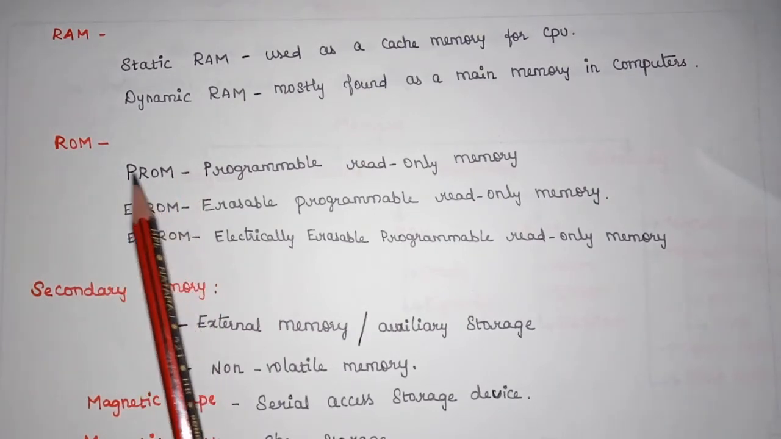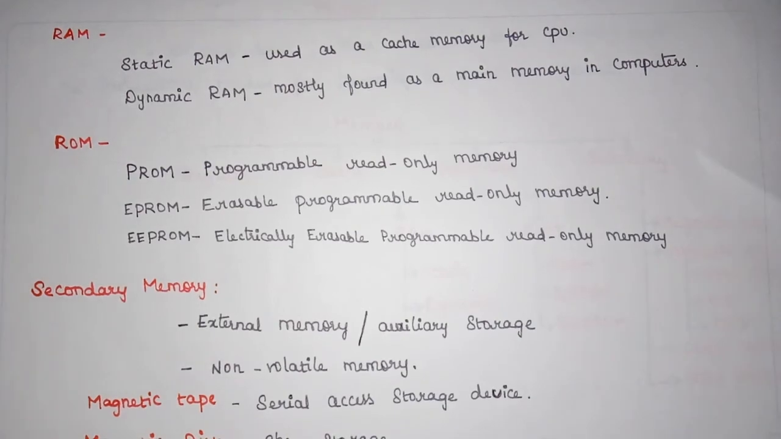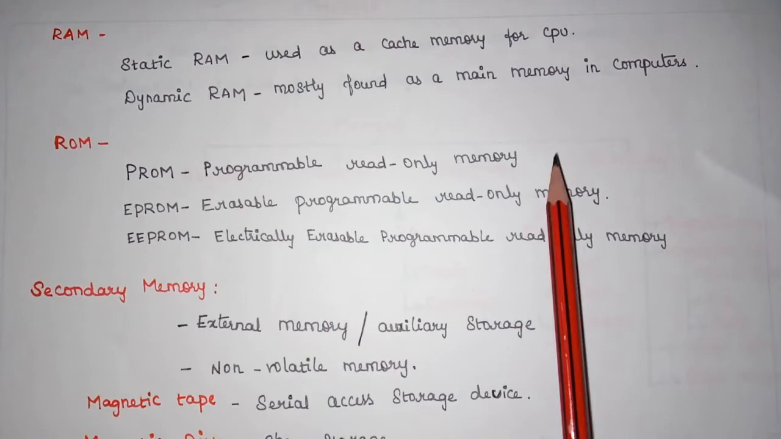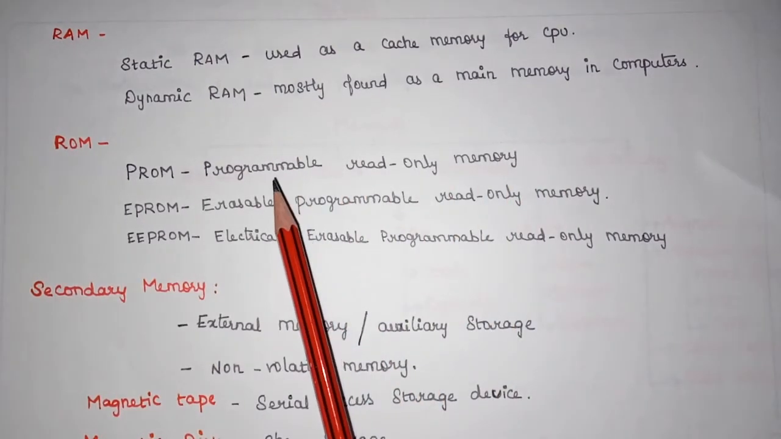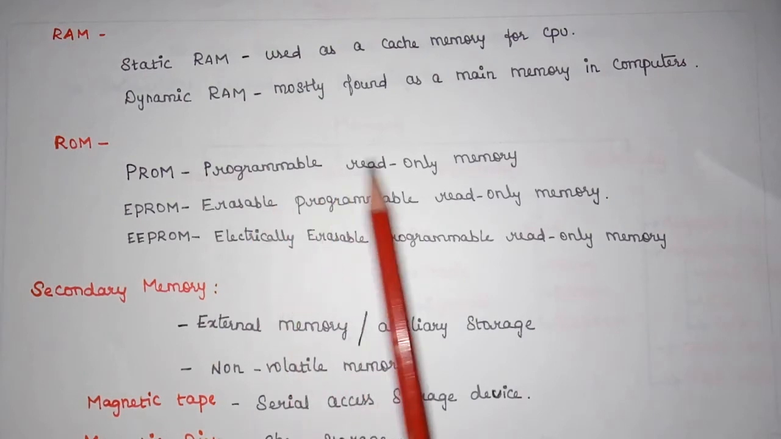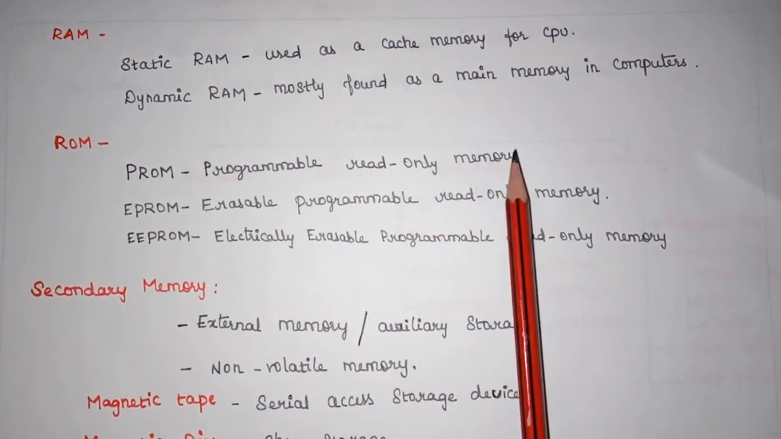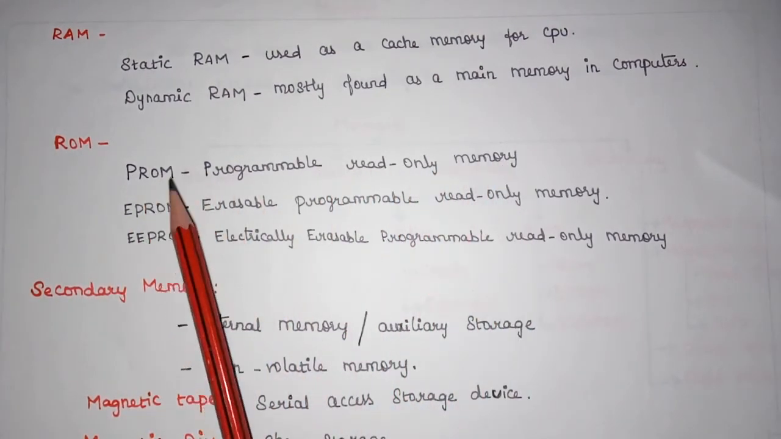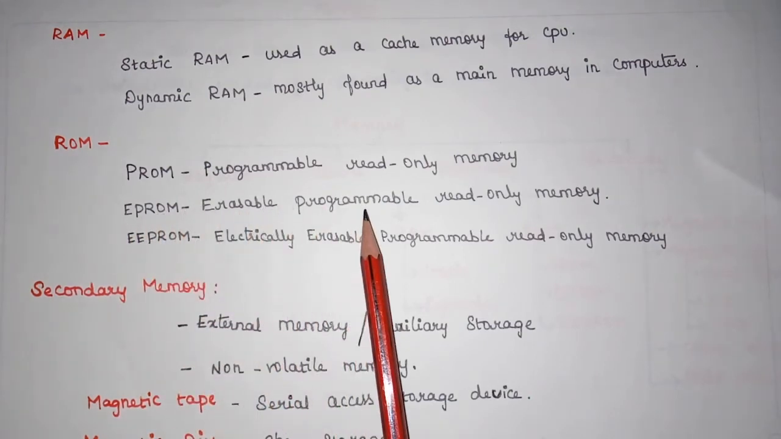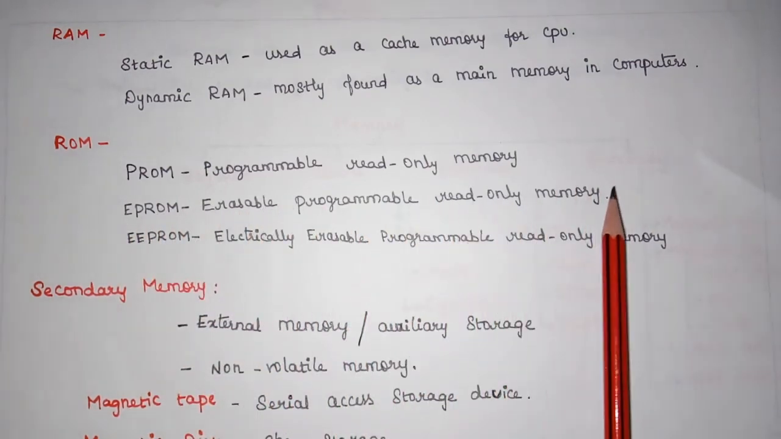So PROM stands for programmable read-only memory. This is in the form of digital memory, and here the data are permanent and we cannot change the data inside this PROM. And coming to EPROM, EPROM stands for erasable programmable read-only memory.